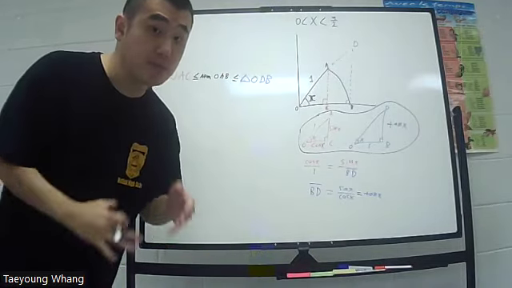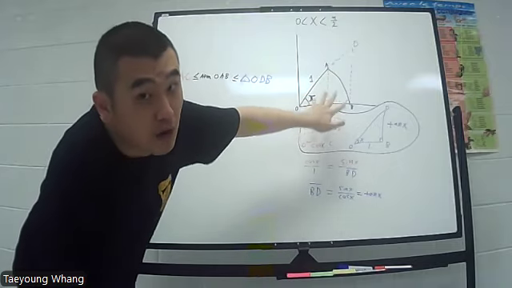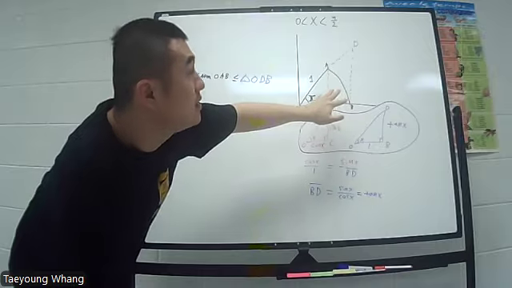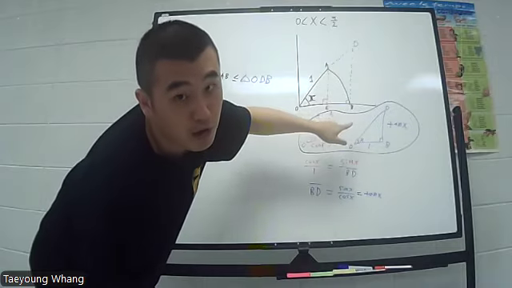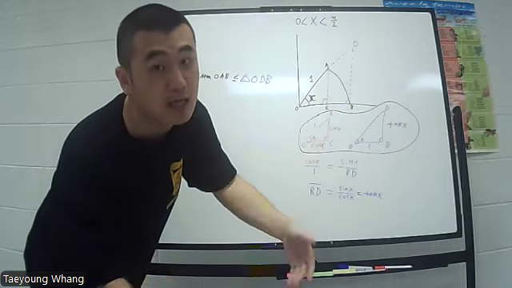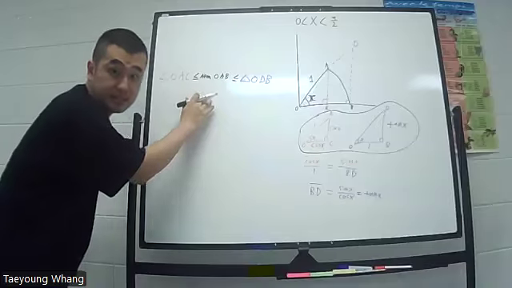Well, why? Because look at the drawing, it's obvious. The red triangle area should be smaller than or equal to the sector area, but the blue triangle is going to be greater than or equal to the area of the pizza slice. So I can set it up like this.